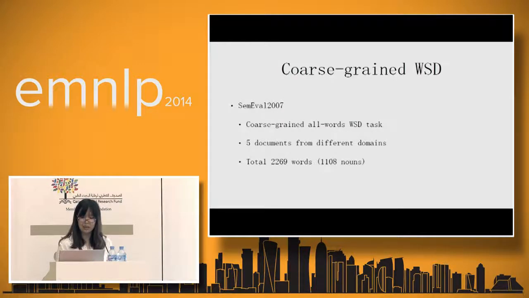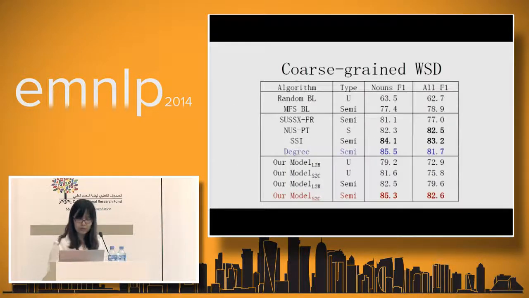Okay. The second task is coarse-grained word sense disambiguation. They evaluate the model on the SemEval 2007 coarse-grained all-words word sense disambiguation task. There are in total 5 documents from different domains, and more than 2,000 words and more than 1,000 nouns. So see the result. Their model achieves comparable performance with the state of the art, which is the blue one. And their simple to complex algorithm always outperforms the left-right algorithm. While the degree method employs WordNet to incorporate high-quality human-annotated semantic relations between words, their model just employs unlabeled data and a knowledge base.